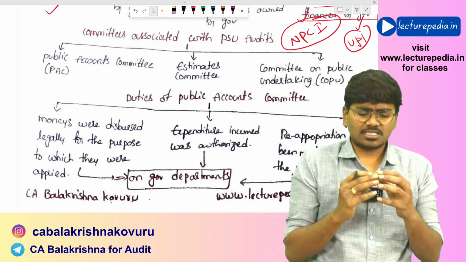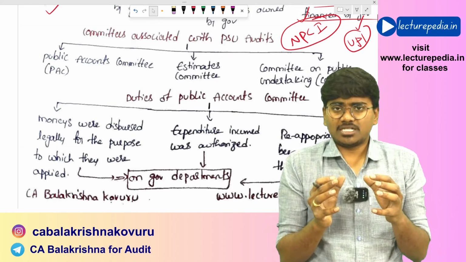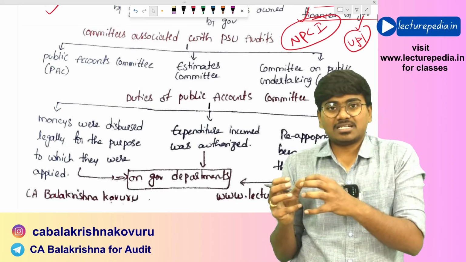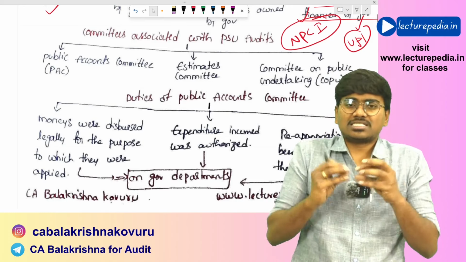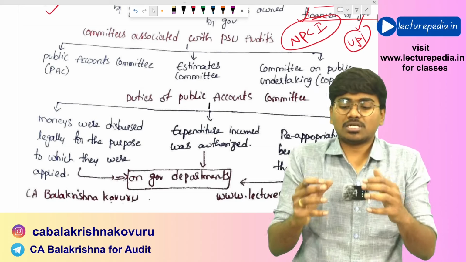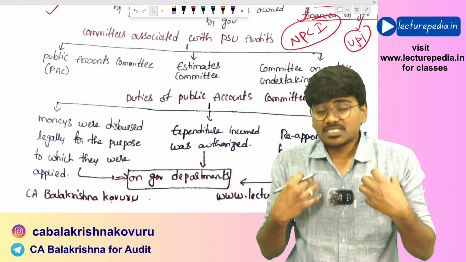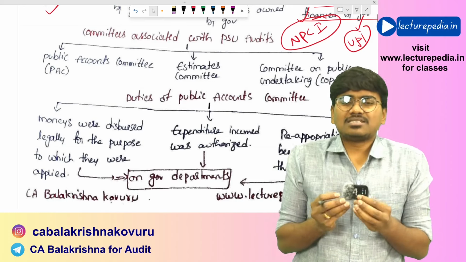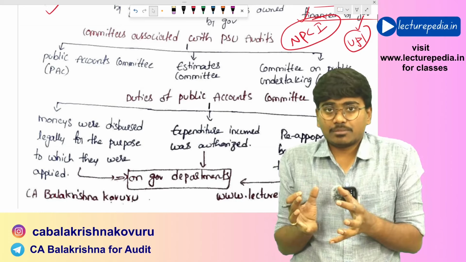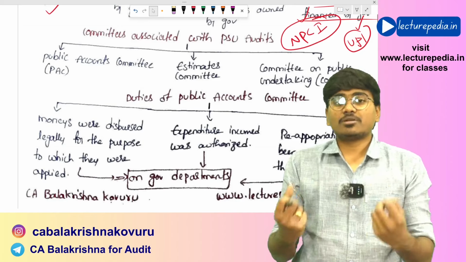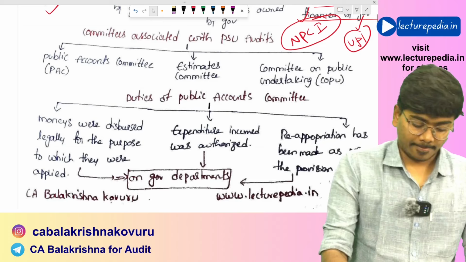So there are three types of committees basically in our syllabus. Each committee will be doing a different type of activity. Okay, just for the purpose of understanding, I have told you that they will analyze and summarize the reports submitted by C&AG, but this is just one aspect that will be done by the committees. There are various other functions that will be done by the committees, we'll discuss.